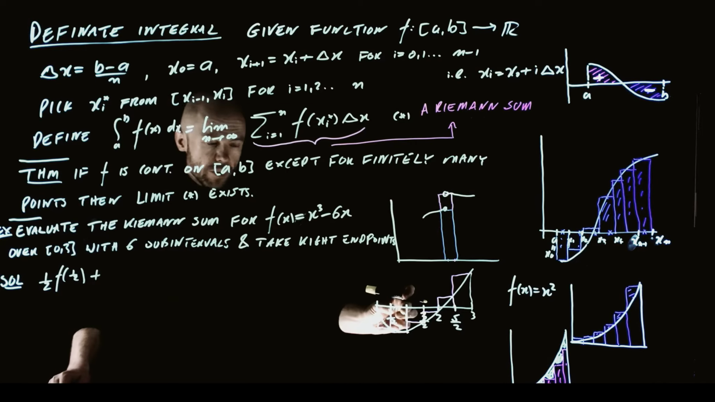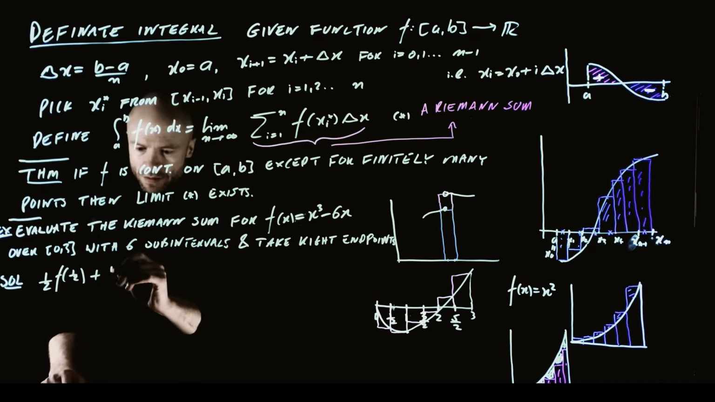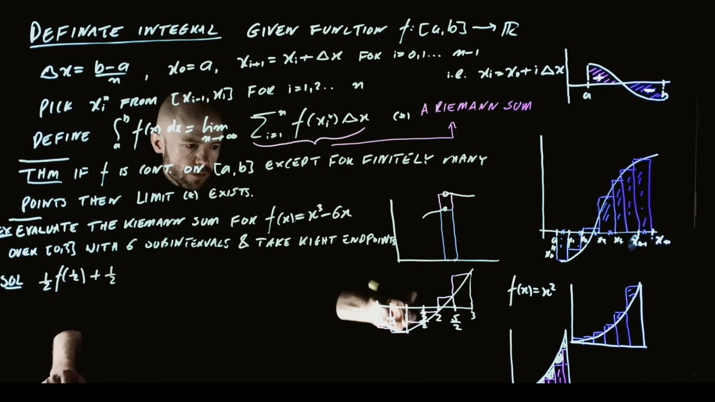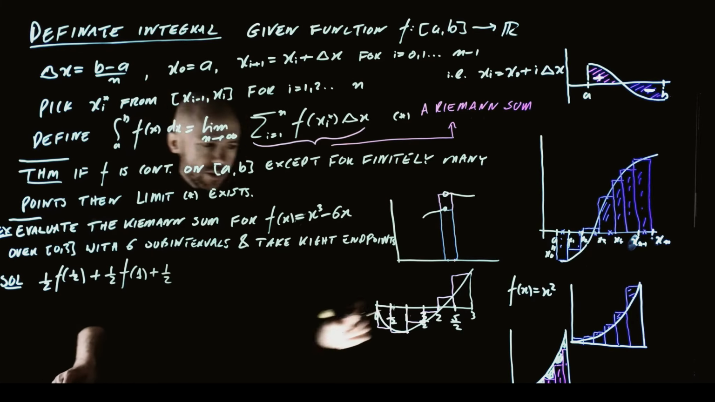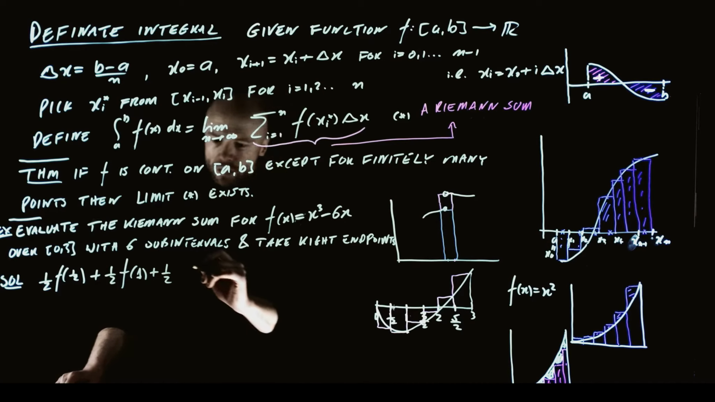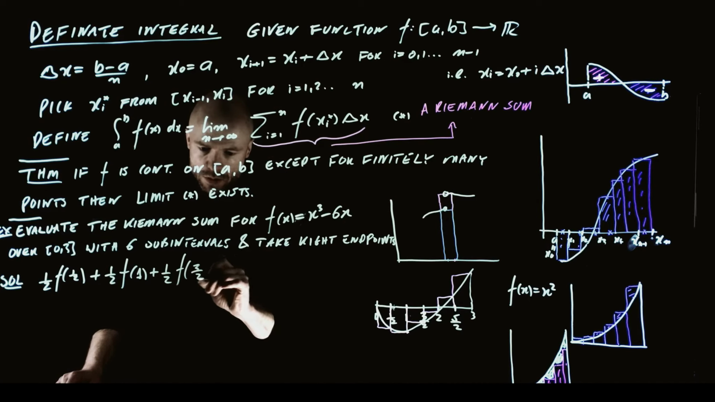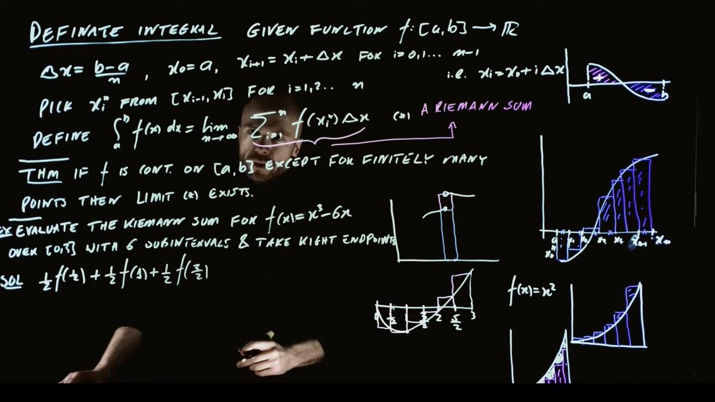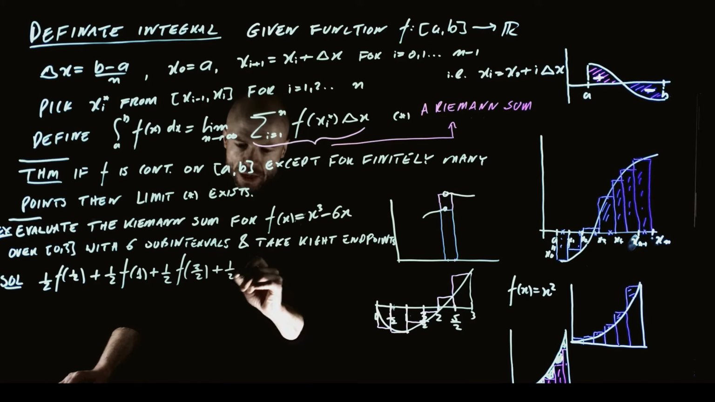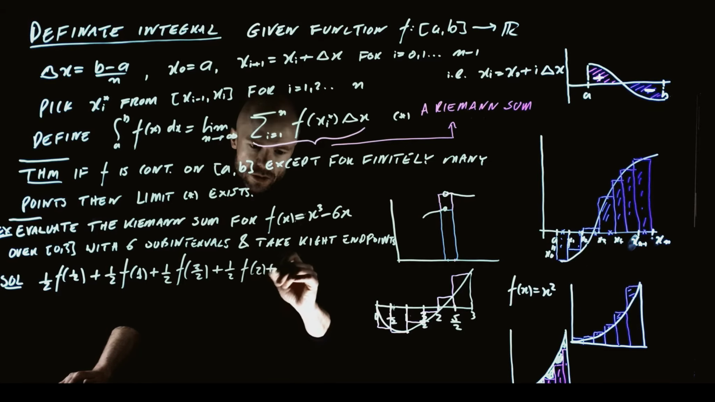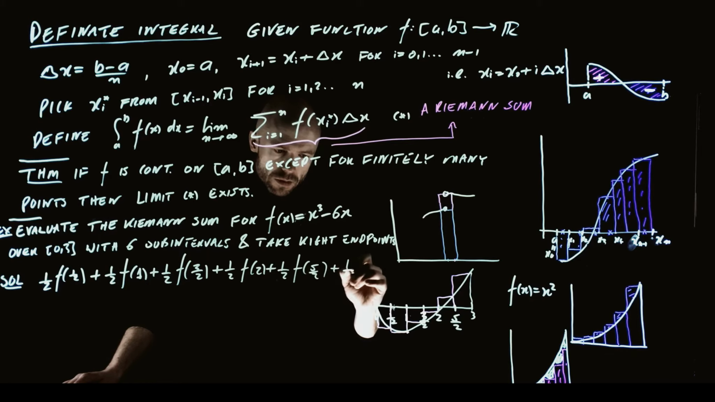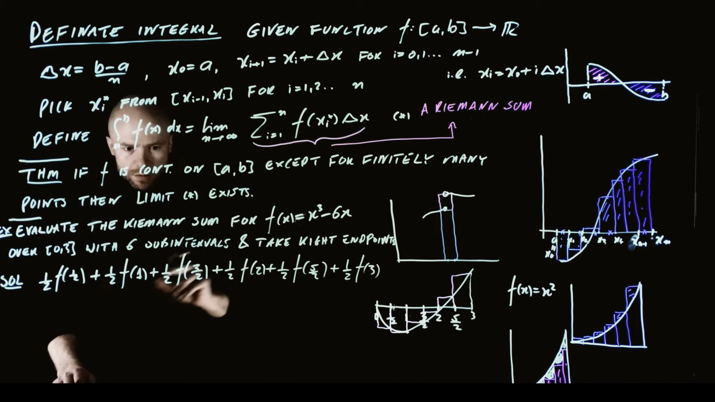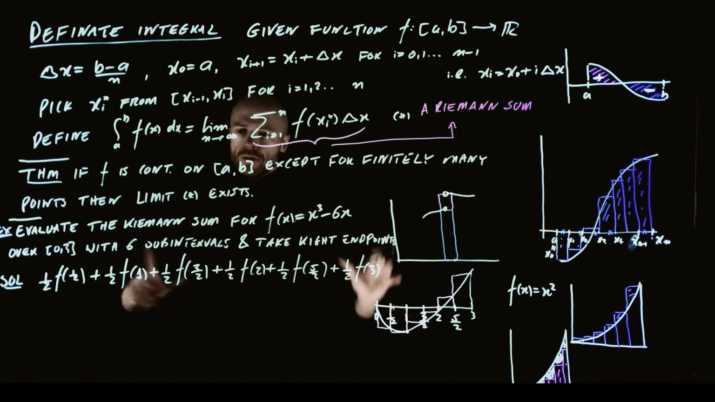Now the area of the next one: again, the base is a half, and the height is given by f of 1. And the next one, the base is a half, and the height is given by f of 3 over 2. The next one, the base is a half, the height is given by f of 2, and you see what I'm doing here. The next one, the height is given by f of 5 over 2, and the final one, f of 3. And we have 1, 2, 3, 4, 5, 6. We have all of our 6 rectangles.